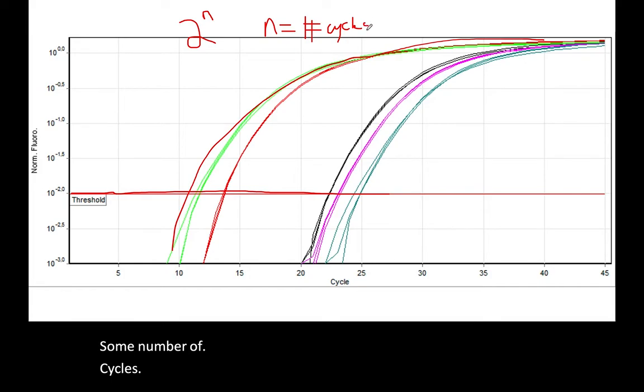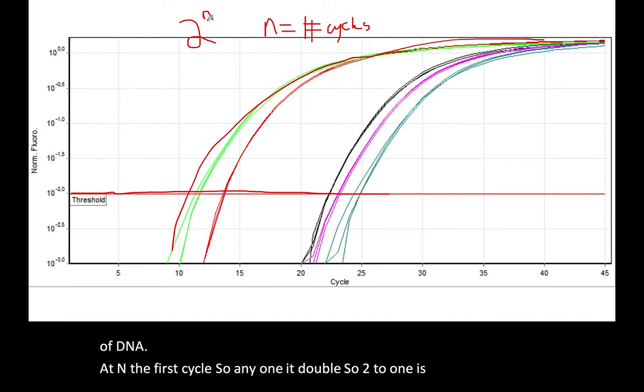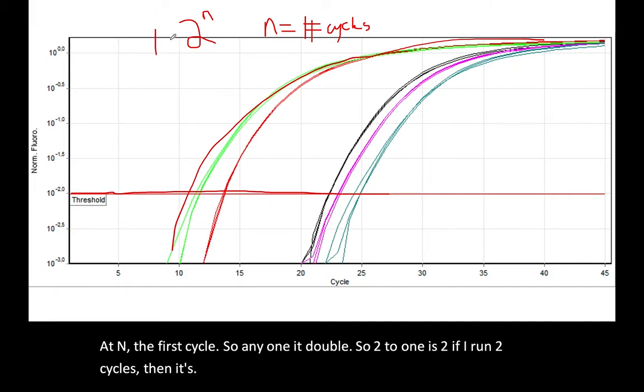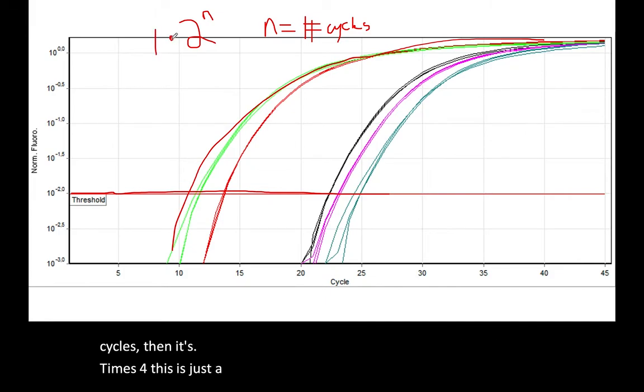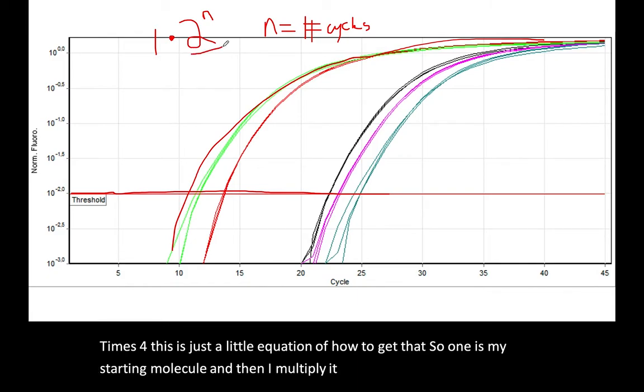So whatever my starting product is, assuming I start with one molecule of DNA, at the first cycle, so N of 1, it doubles. So 2 to 1 is 2. If I run 2 cycles, then it's times 4. This is just a little equation of how to get that. So 1 is my starting molecule, and then I multiply it by doubling it every time.